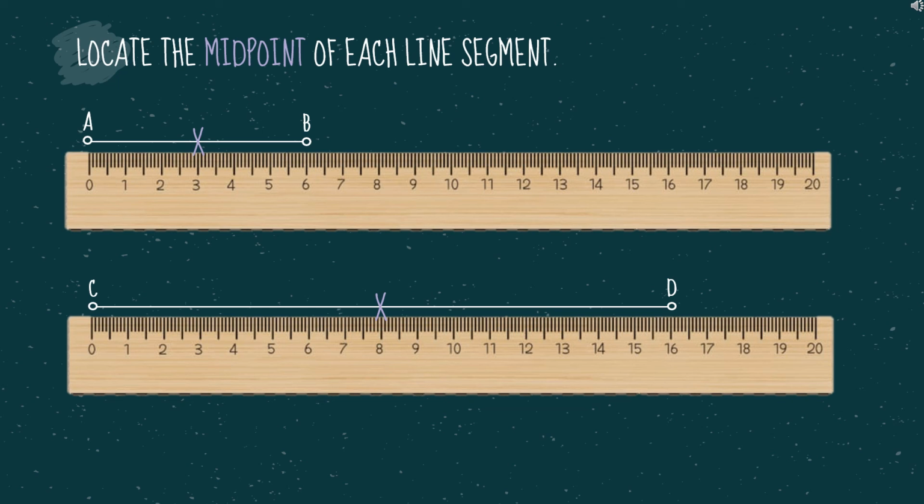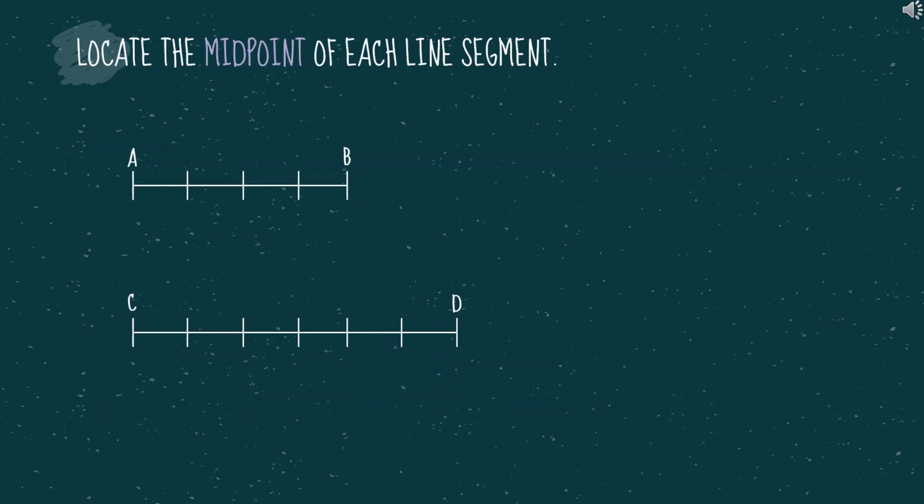That is the midpoint. Now these ones are slightly different. We need to find the midpoint between A and B, but there is no ruler. So now we need to count the lines. How many lines are there in total? Then you need to find out which line is in the middle. So for the first one, there are 1, 2, 3, 4, 5 lines. So what is in the middle?